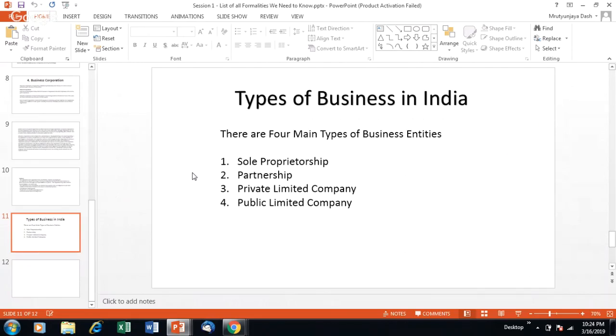LLC would be a little higher. You will have to use some agency who will work for you. They'll register your sole proprietor or the LLC, whatever you want them to do it. But there will be charges definitely.